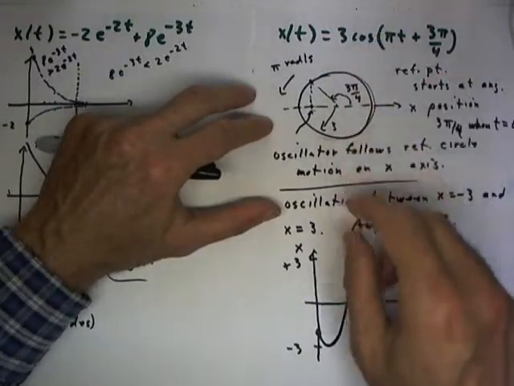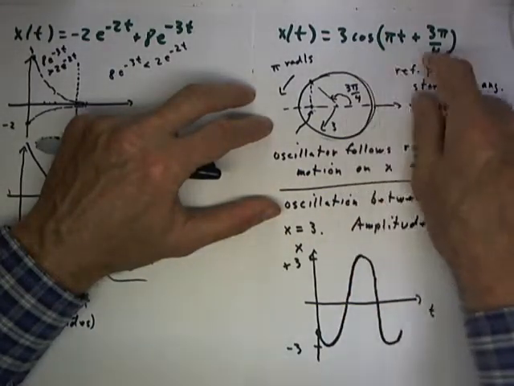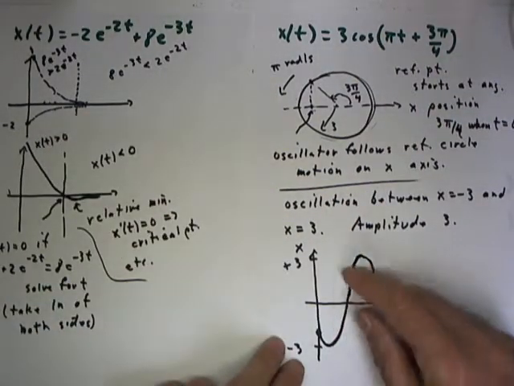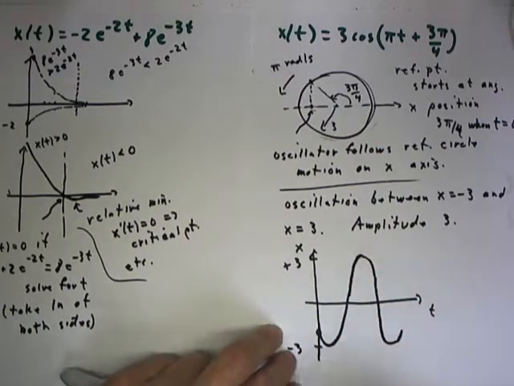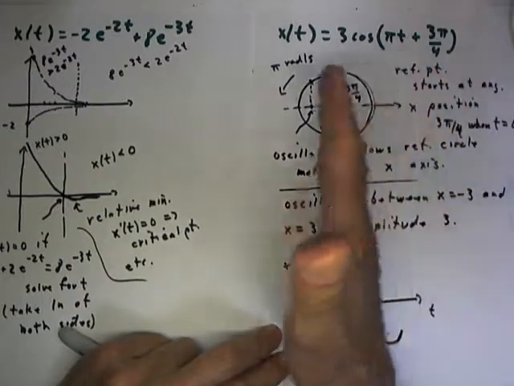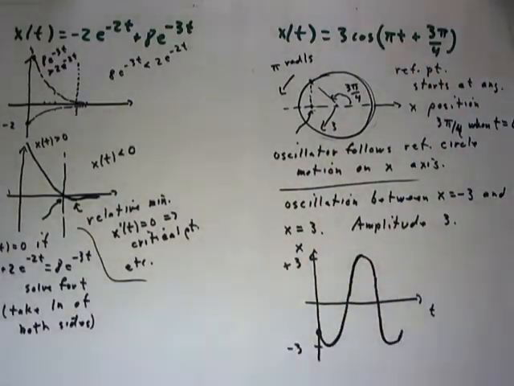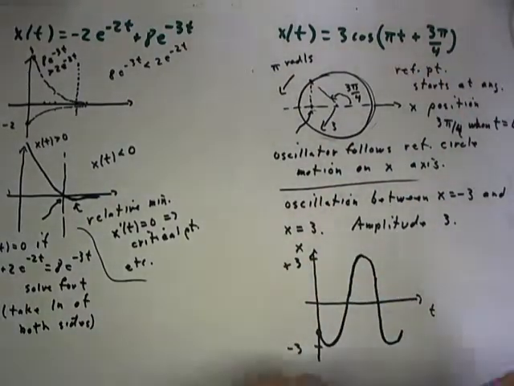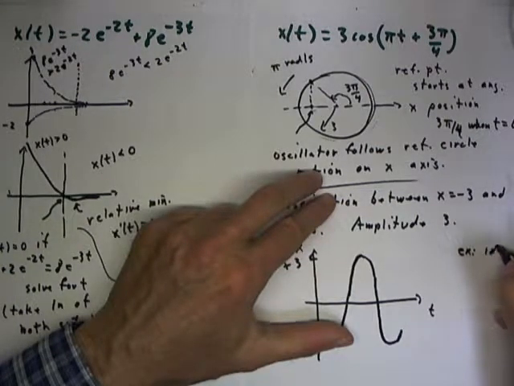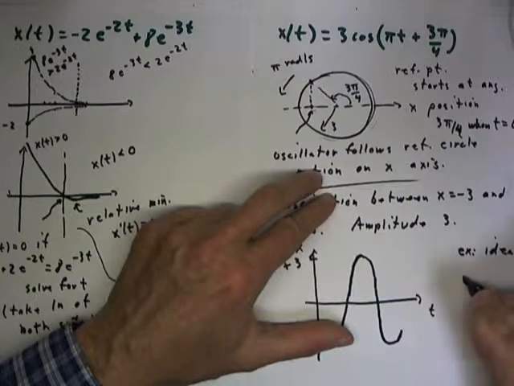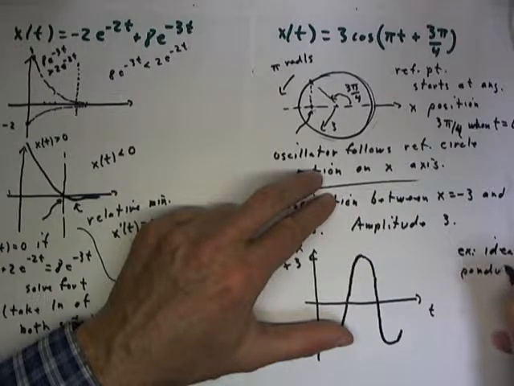In this case, there's no end to the oscillation. The oscillation continues on, the graph looking like this and the oscillation looking like this. An example could be an ideal pendulum or mass on a spring.